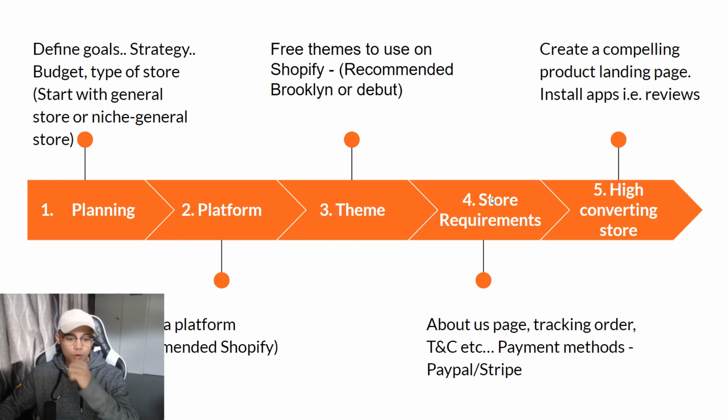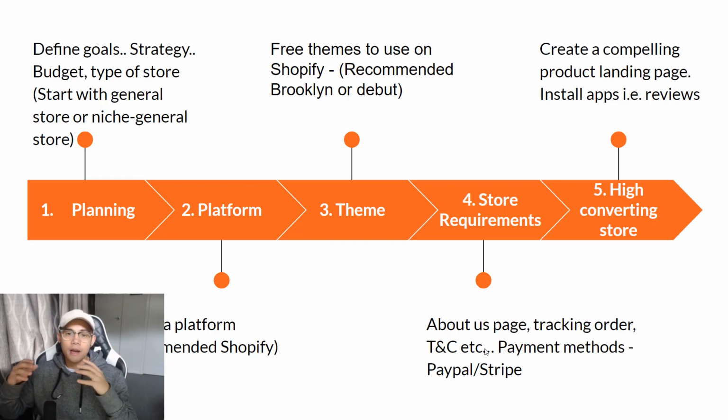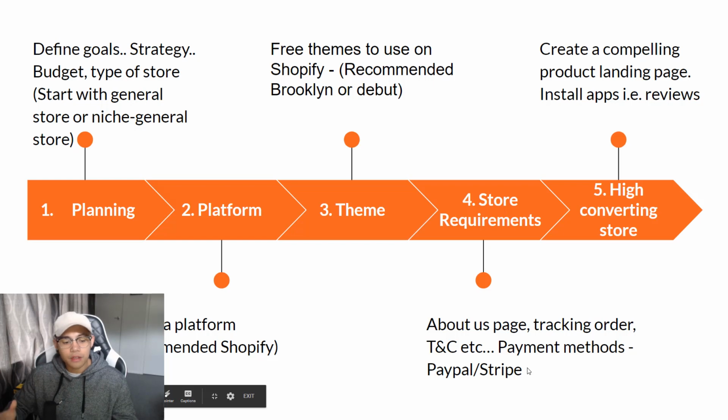Step four is the store requirements. What do you need to have in your store? You're going to need an about us page, a tracking order page, terms and conditions, and other pages that talk about your brand. You also need, and this is very important, a payment method. I recommend PayPal and Stripe. Have both of these payment methods in your store to improve conversion rate. You're going to allow your customers to use either their credit card, which will go through Stripe, or PayPal, for those PayPal users.